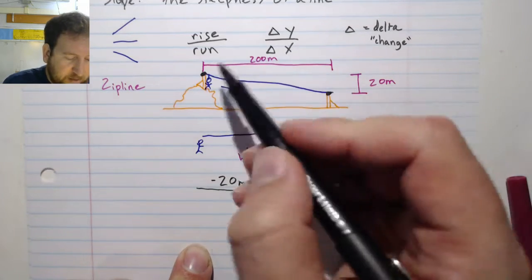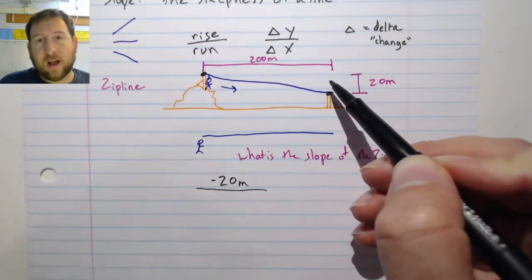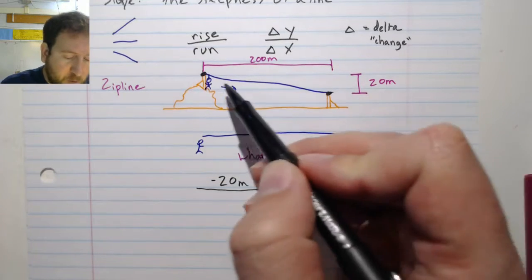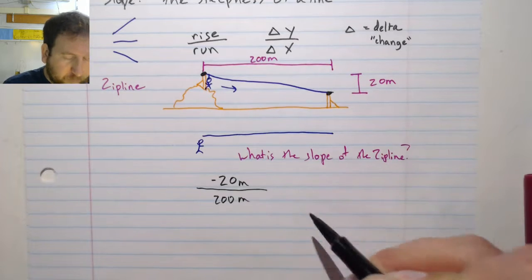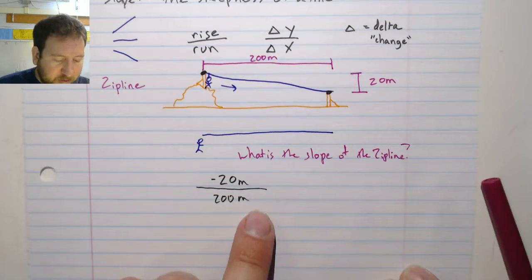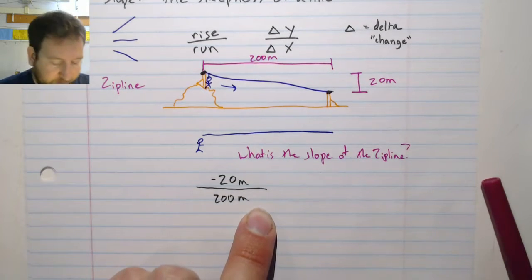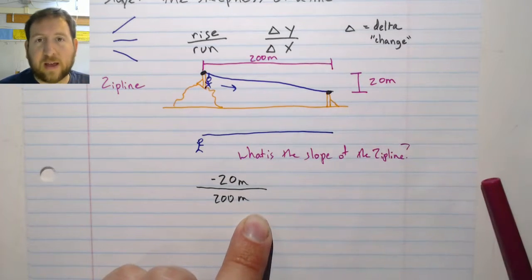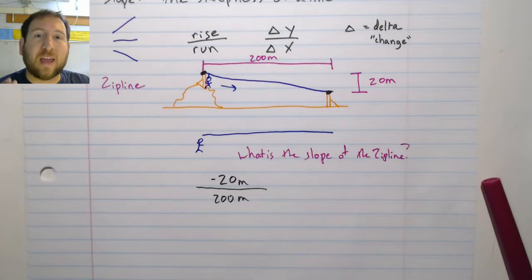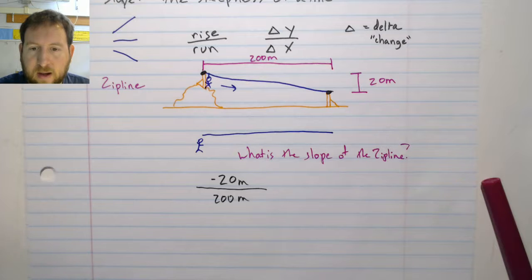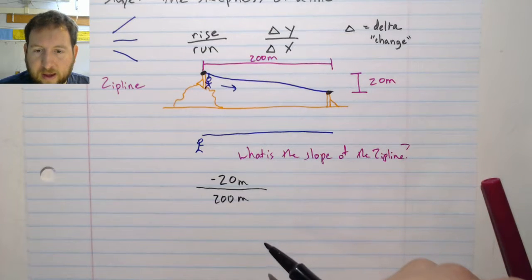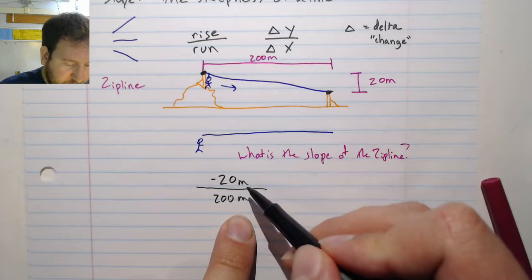Over the change in x. Now, if this was my origin and I went this way, this time it's positive. I'm going this way, and I went 200 meters. Once I've got this, I'm going to do the same thing that we've been doing before with these unit rates. I'm going to simplify it so that one of them is a 1, and that's going to make it easy for me to see the change.